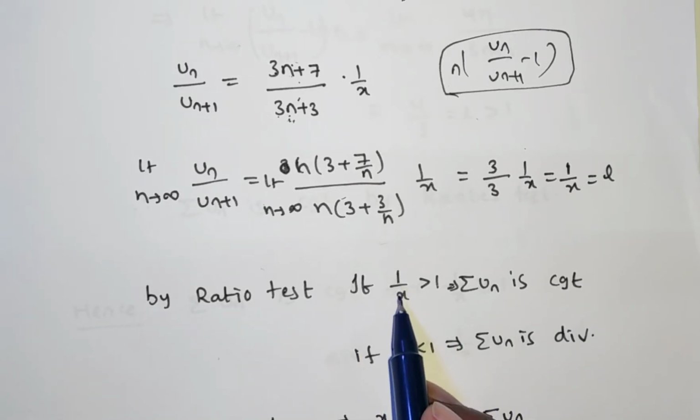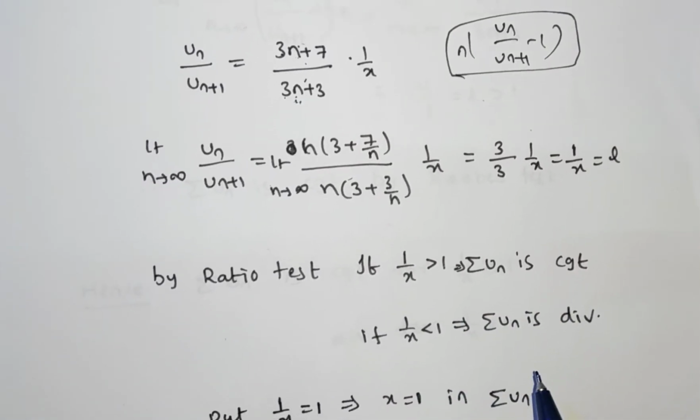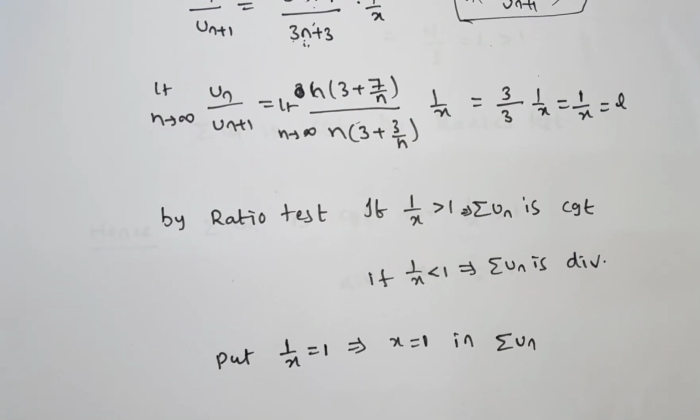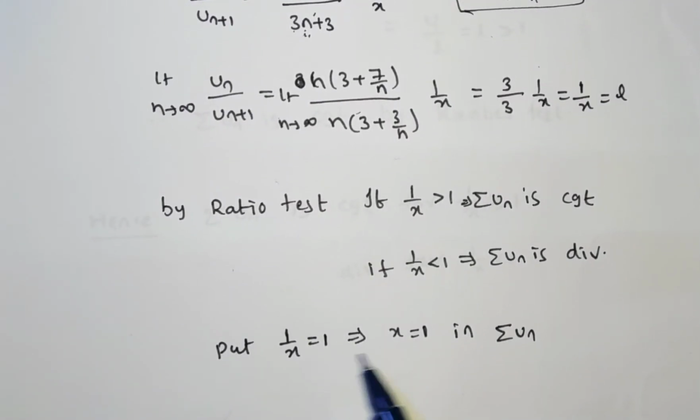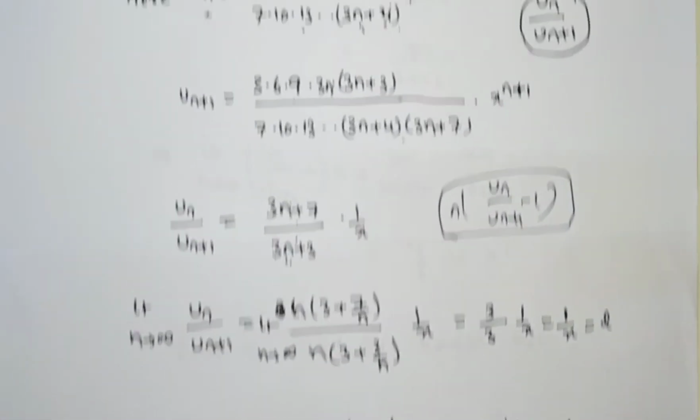So by the ratio test, if L is greater than 1, that is 1 by x greater than 1, the series is convergent. If 1 by x is less than 1, the series is divergent. Now x may be equal to 1, so put 1 by x equal to 1, which implies x is equal to 1. We have to substitute x equal to 1 in the entire given series.